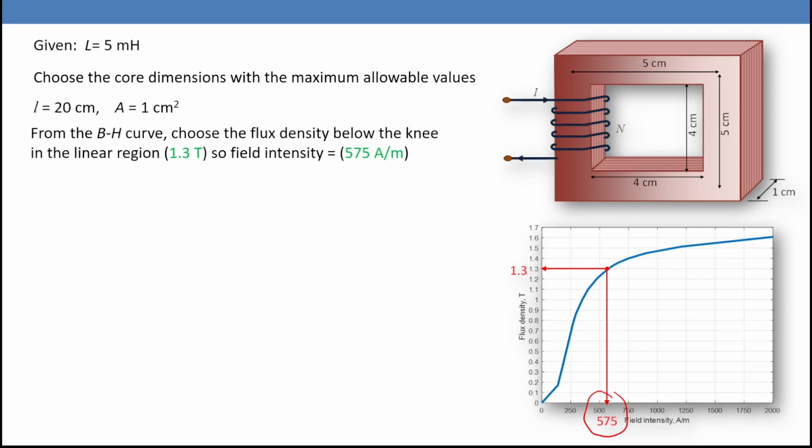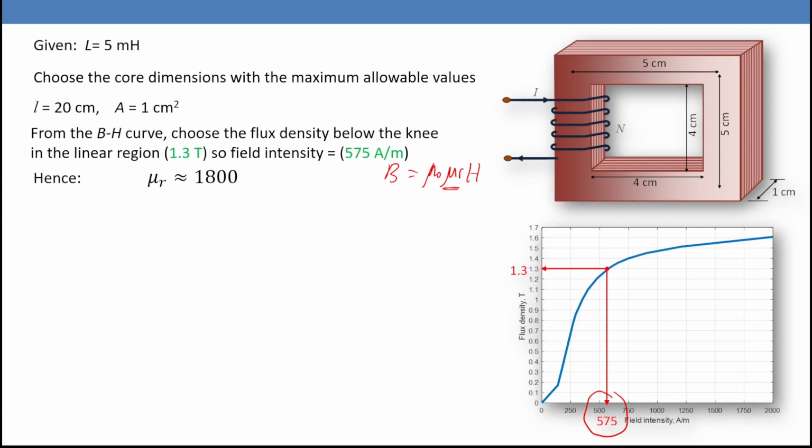So the starting point of the design is to choose B and H, so we should have values lower than or equal to that one. From B and H, we know that B equals mu node mu R H, so we can calculate mu R from that one. So mu R will be in the range of 1800. So we are going to use this value in our design.